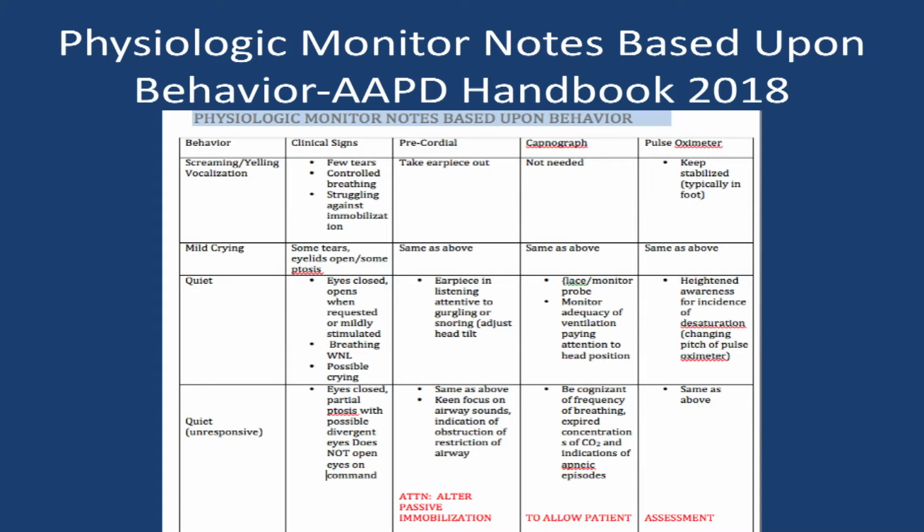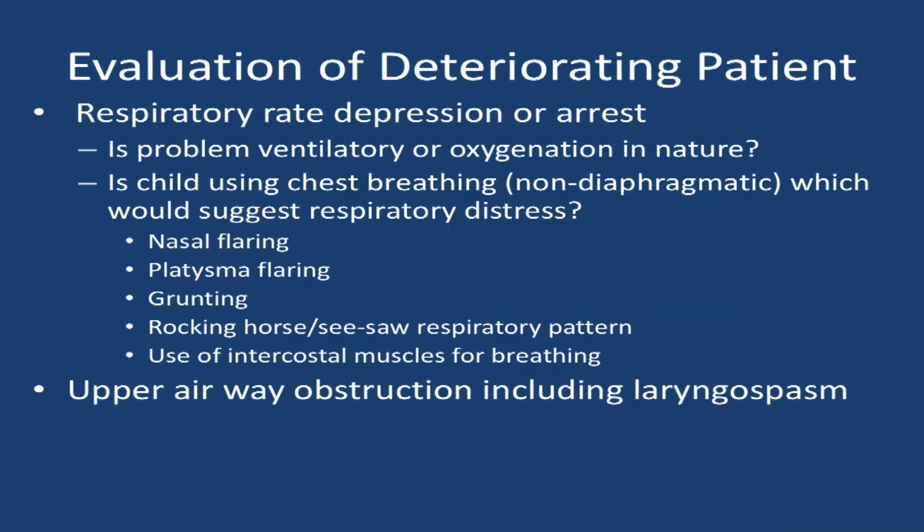Is this patient recovering well? Are they responsive or not responsive? So it's important that these monitors are apparent and in the medical record and dental record of the patient that's had the treatment done. What is the evaluation of a deteriorating patient? How do we know when a patient is having trouble? Well, first of all, the system that we concentrate on the most highly is the respiratory rate. Is it depressed or arrested? Is there a problem with ventilatory or oxygenation in nature?